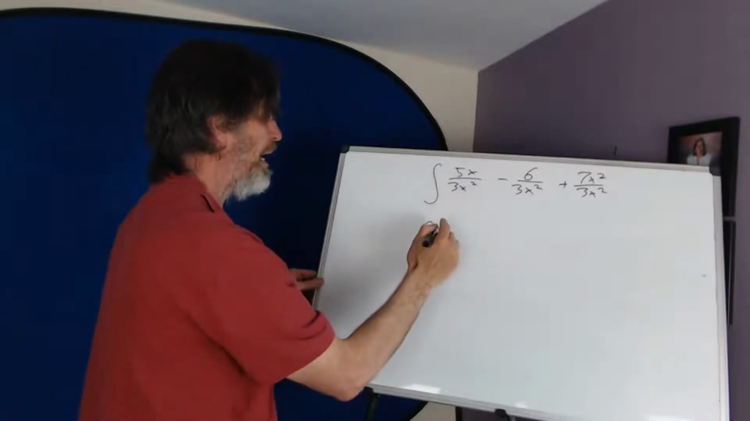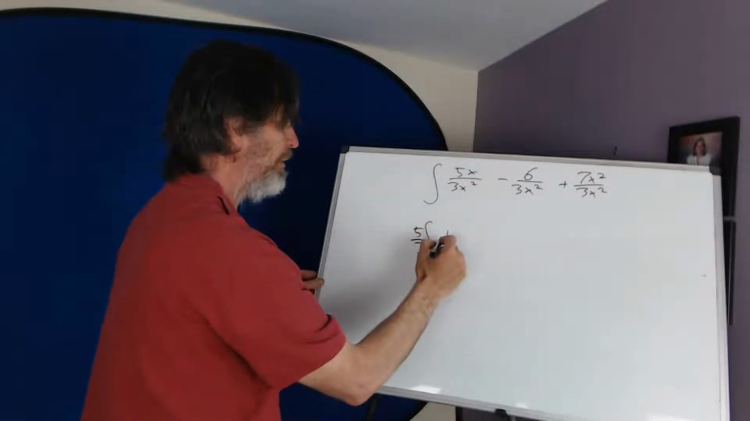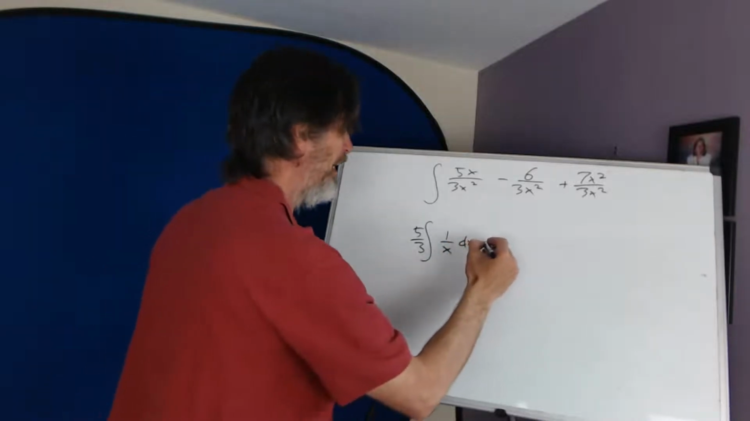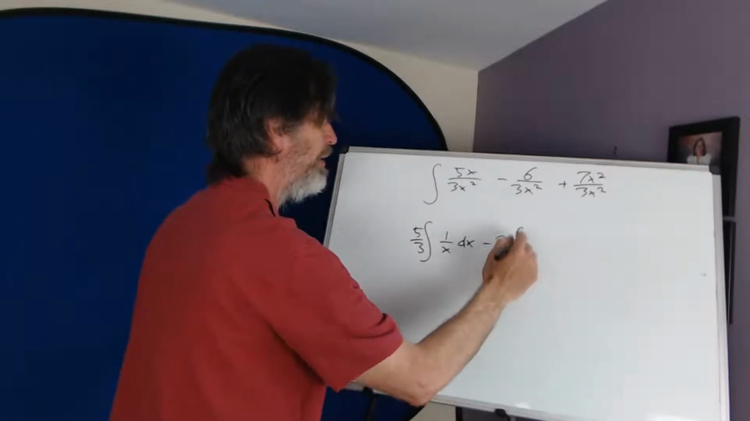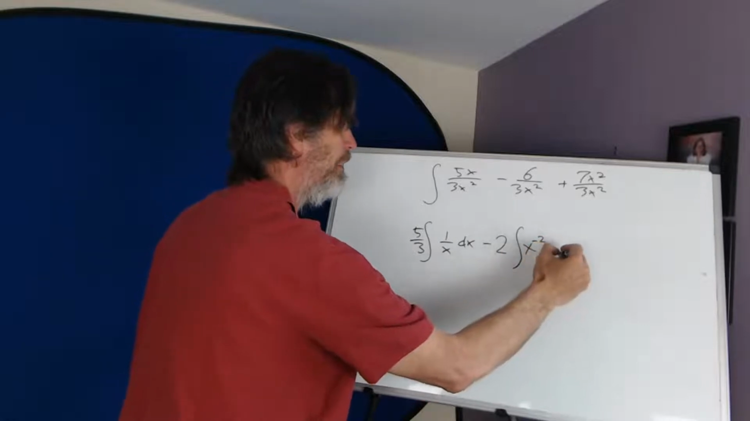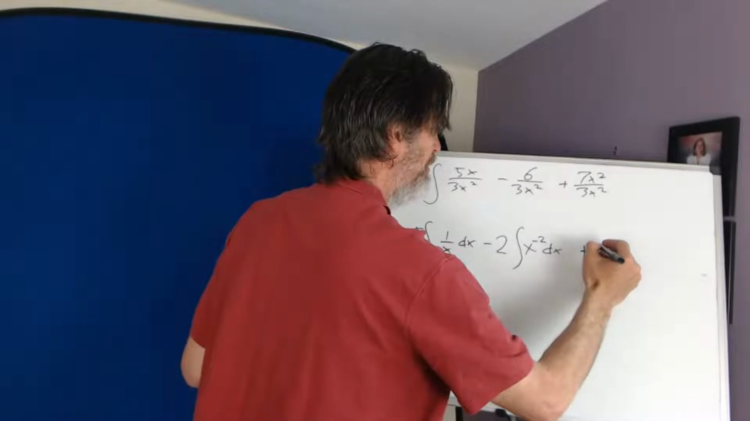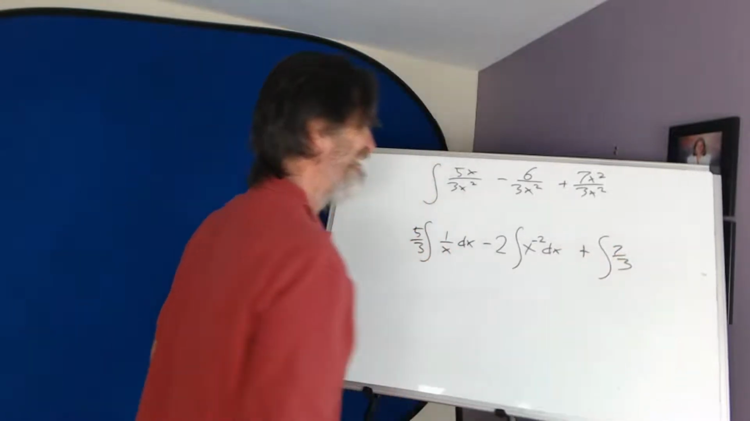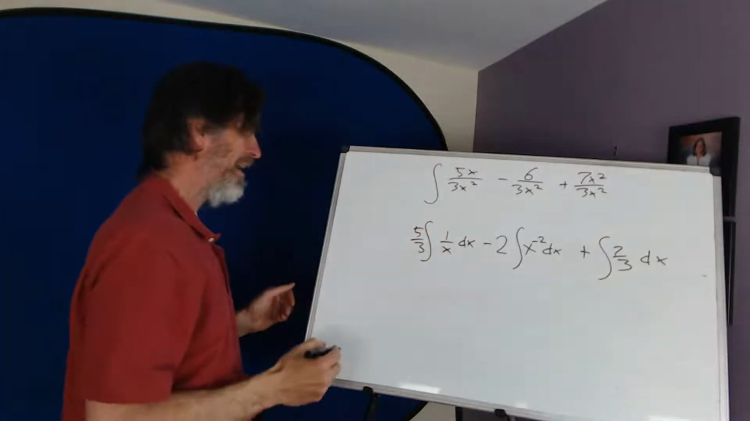5 and a 3, there's not a lot I can do. That would be a 5 and a 3 out front. X over x squared, that's 1 over x. There's the first part. On to the second part. Minus 6 over 3 is a 2. I'll bring that constant out front. X is in the denominator, x to the minus 2 dx. There's the second part. Now the third part, 7/3. Oh, nothing left but 7/3, I guess, huh? Dx. Looks like I'm ready to go.